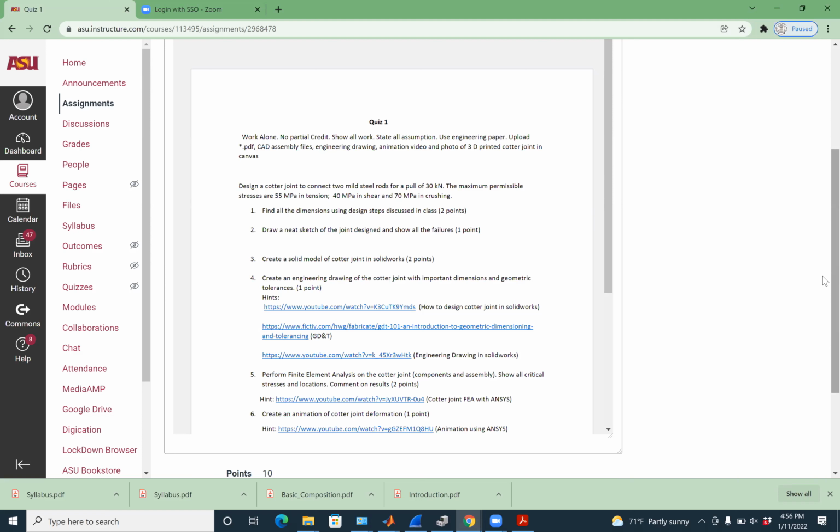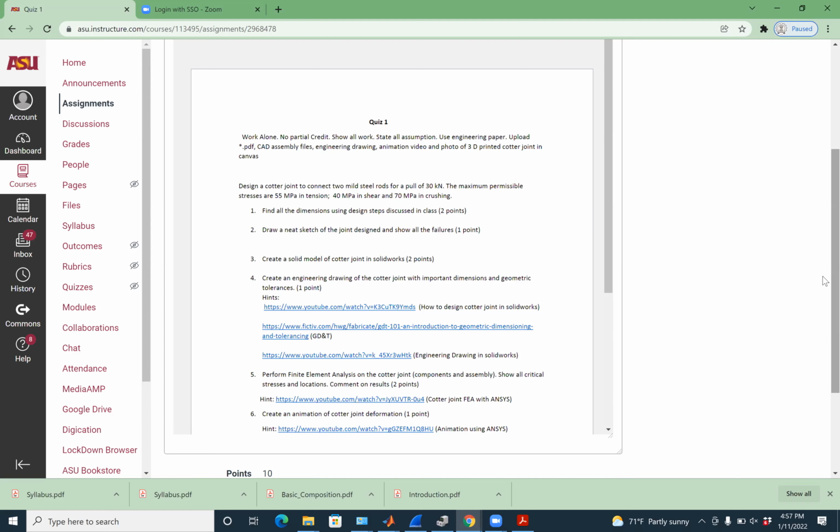And then the next part is to create a solid model of the quarter joint using SolidWorks. Any CAD software is fine. You will have to create a CAD model. If you are not comfortable with CAD, you should let me know now.